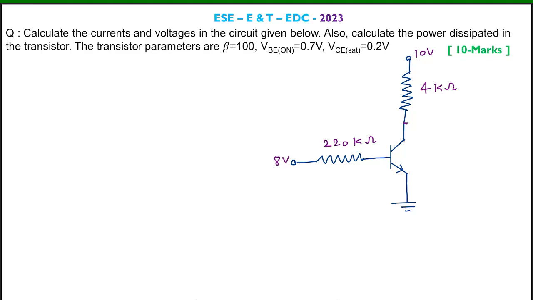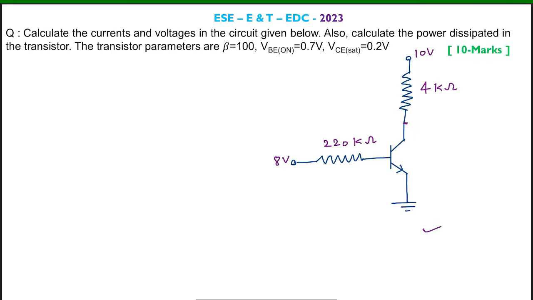So the question here is: calculate the currents and voltages in the circuit given below. Also calculate the power dissipated in the transistor. The transistor parameters are beta equal to 100, VBE on equal to 0.7 volt, and VCE saturation equal to 0.2 volt. And this is the circuit given here.